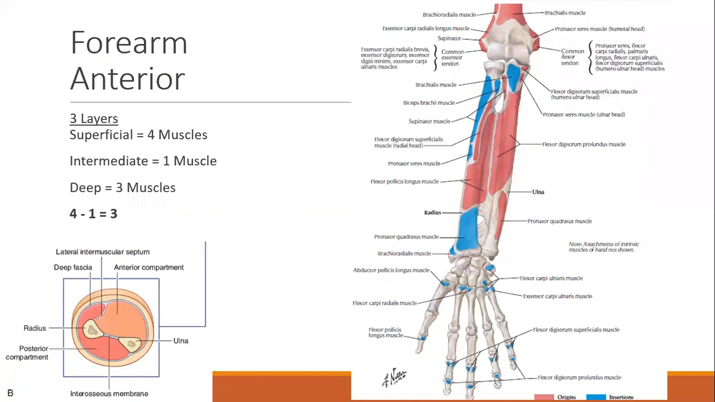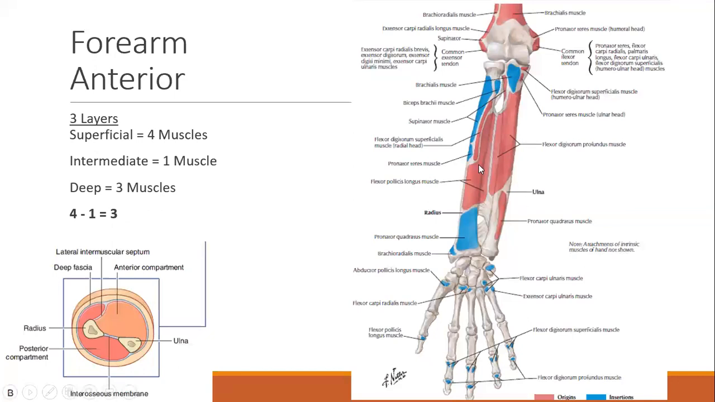So when I learn the anterior forearm muscles, I learn them in layers because you have a superficial layer, an intermediate layer, and a deep layer. For your superficial layer, it's 4 muscles. Your intermediate layer is only 1 muscle, and then your deep layer is 3 muscles. So I remember it's 4 minus 1 equals 3 for the number of muscles in each layer.